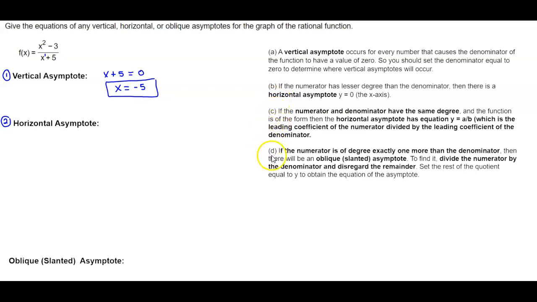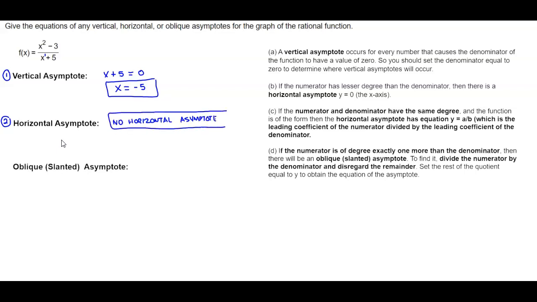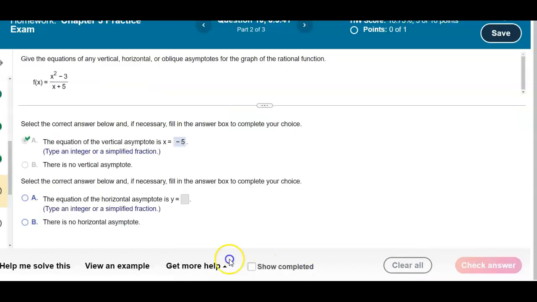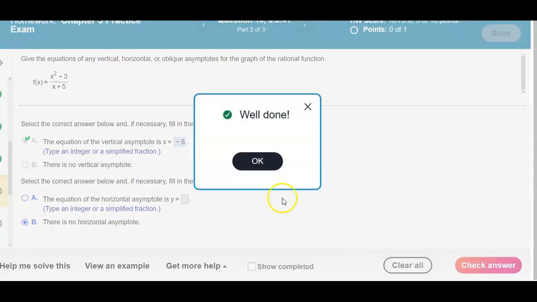Therefore, in D, it says if the numerator is a degree exactly 1 more than the denominator, which is the case, then there will be an oblique slanted asymptote. So first and foremost, let's answer number 2. We do not have a horizontal asymptote. Let's check our answer there. We're going to say that there is no horizontal asymptote. We select B, and there is our answer.